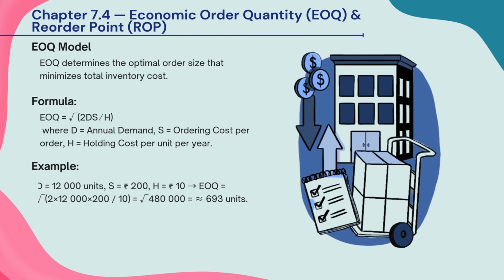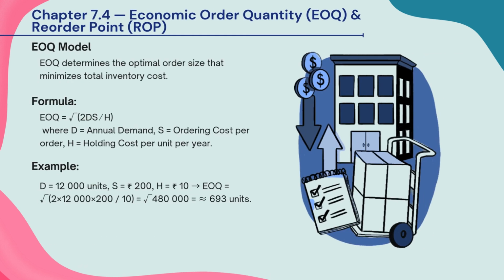The Economic Order Quantity (EOQ) model helps determine the optimal order size to minimize inventory costs. The formula is EOQ equals the square root of 2DS over H, where D is the annual demand, S is the ordering cost, and H is the holding cost. For example, with 12,000 units demand, 200 ordering cost, and 10 holding cost, the EOQ is 693 units. This balance minimizes both ordering and holding costs.